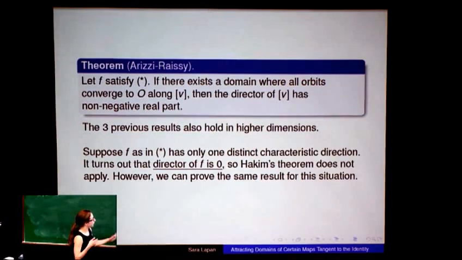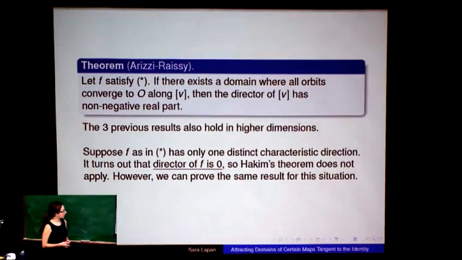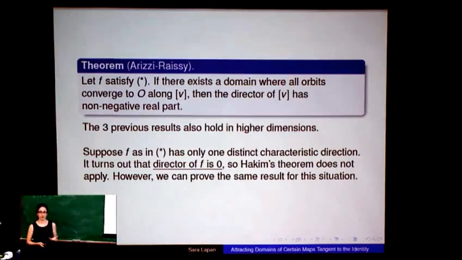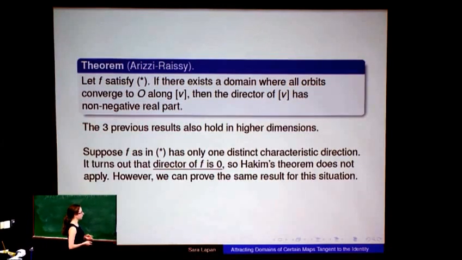So now moving on to the work that I've done. Suppose f is as in this condition here, but there's only one distinct characteristic direction. It turns out that in this case the director of the map is going to be 0. So the previous results don't apply to this situation. However, we can prove the same result.